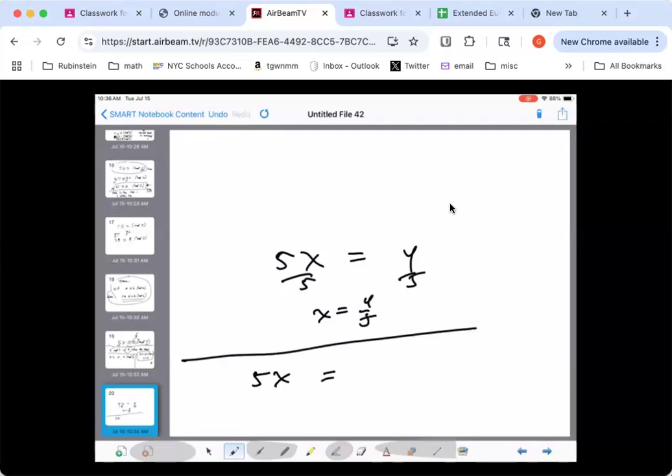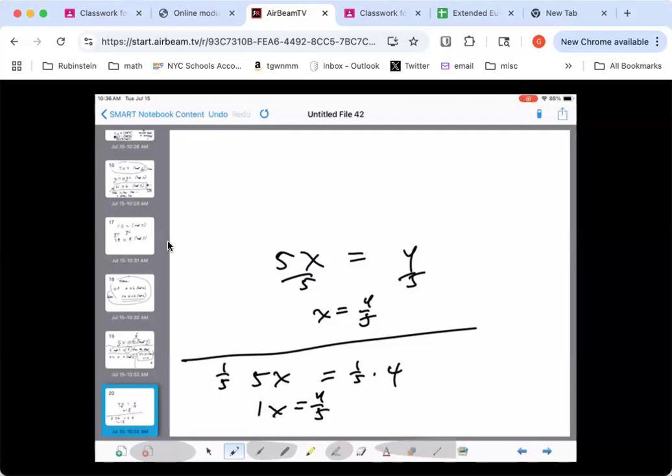What if I say I don't like division? I like multiplication. What if I don't know how to divide, but I'm an expert at multiplying? The reciprocal. Yes, you would multiply both sides by the reciprocal. And you would get 1x equals 4/5, same answer.